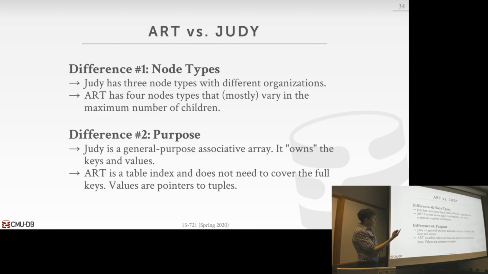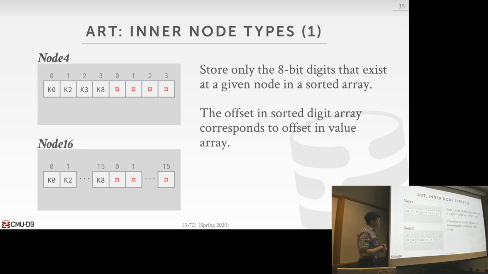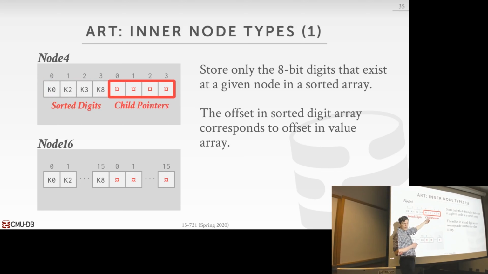So the main difference is that the Judy array is going to have 3 node types of different organizations. ART is going to have 4 node types that are mostly going to vary in the number of elements or digits you can store per node. And as I said, the Judy array is meant to be this general purpose associative array, whereas ART is a table index. So the first node type is the same thing as the linear node in Judy array, just they have 2 different sizes. All you have is a list of sorted digits, followed by a list of child pointers. And you can either have one that stores 4 keys or 16 keys.